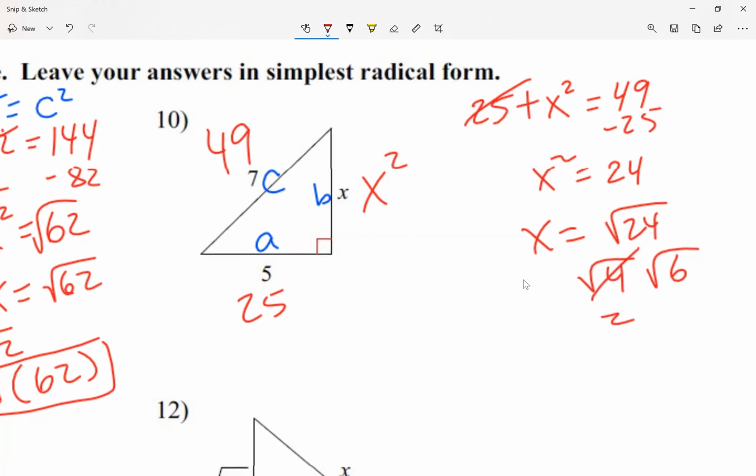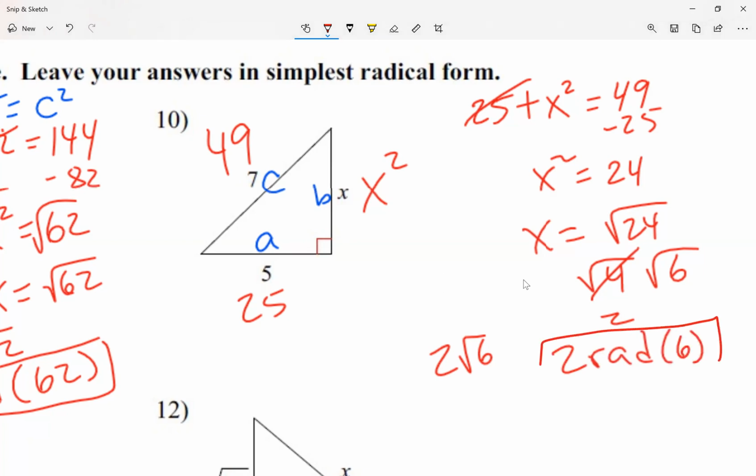Square root of 6, can I do better? No. So my answer, if I was to write this, is 2 radical 6. If I was to do this on paper, it is 2 radical 6. The way I want you to type this is going to be 2 rad 6. So 2 radical 6.